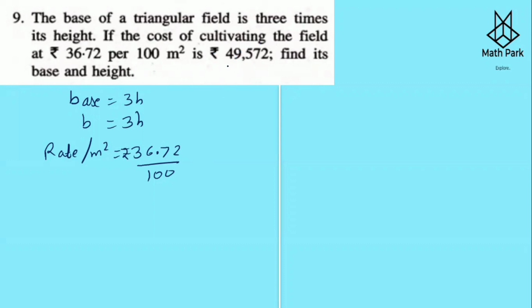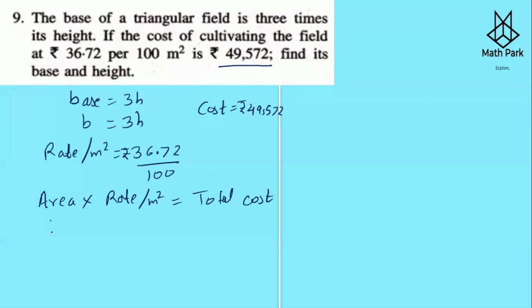And the cost of leveling the entire field is rupees 49,572. So the total cost is rupees 49,572. So how do we get the cost? So we get area multiplied by rate per meter square, you get the total cost. So you get an equation over here. So area is half base into height into rate per meter square is 36.72 by 100 and the total cost is 49,572.